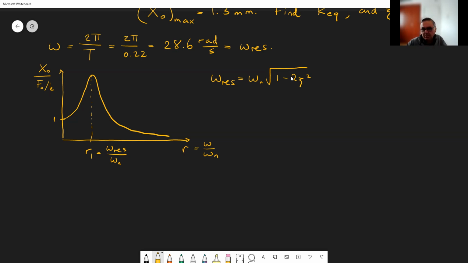Okay. Therefore, this is known. Zeta is not known. Omega n is not known. And we can write the following. Omega n is equal to omega, which is omega resonant, over the square root of 1 minus 2 zeta squared, or 28.6 over that. That's one thing.